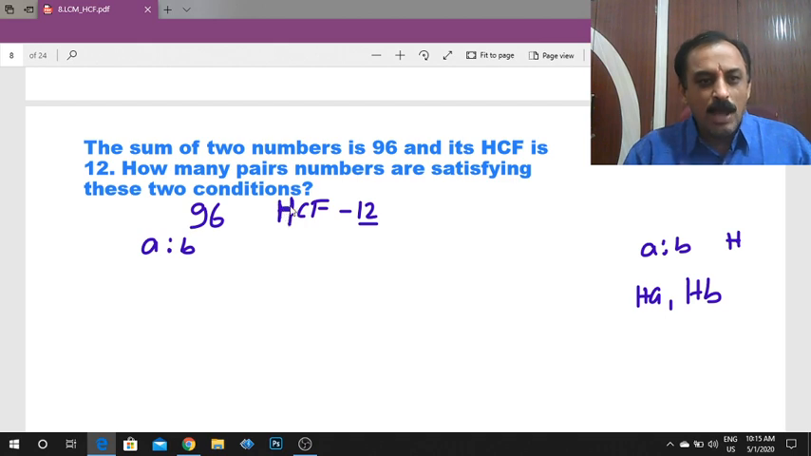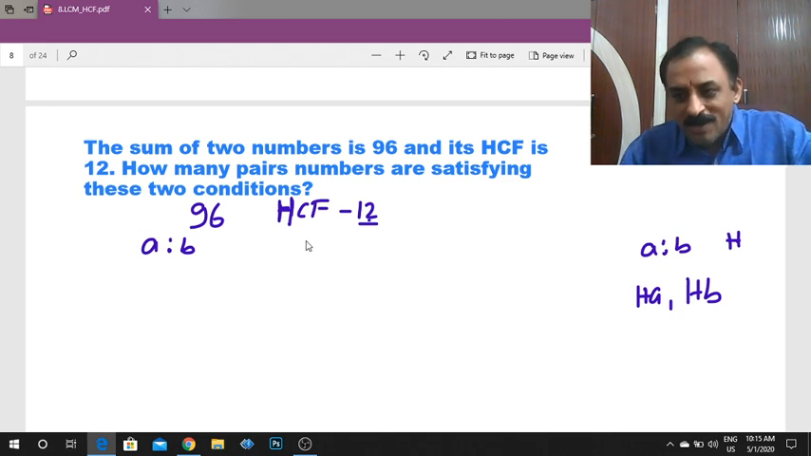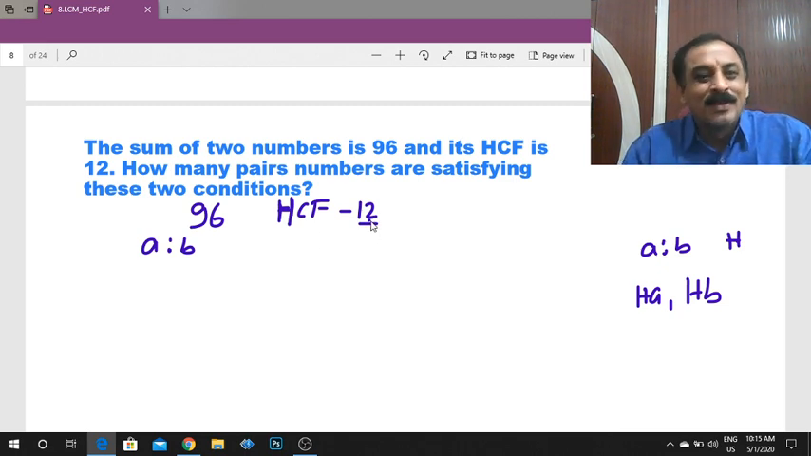Okay. So now the HCF is 12, and its ratio is A is to B. What is the first number? Yeah, very good, Nani. Your answer is right. So the first number is 12 into A, 12A, and the second number is 12 into B, 12B.